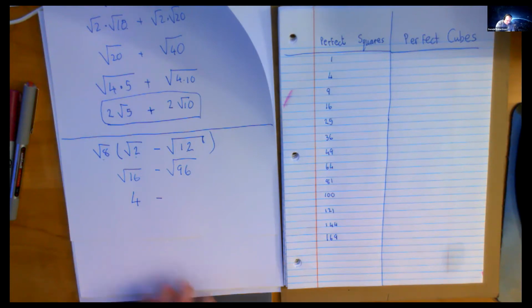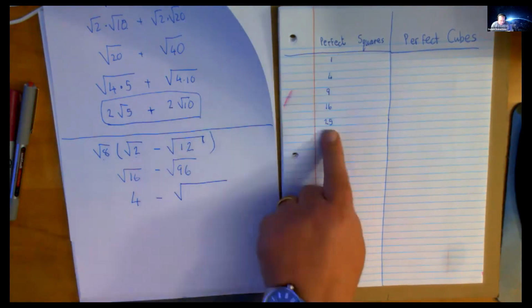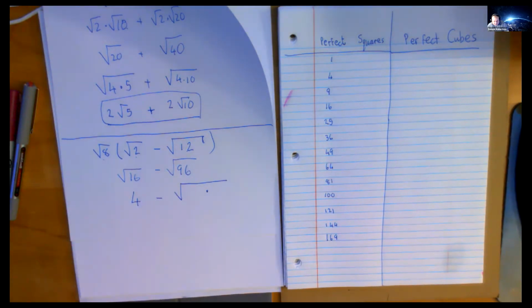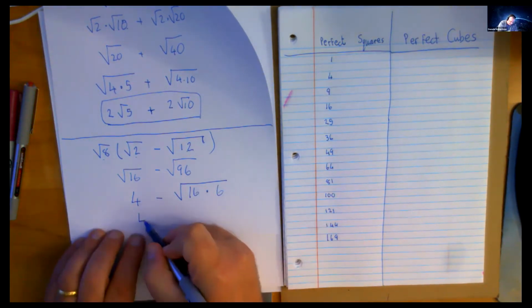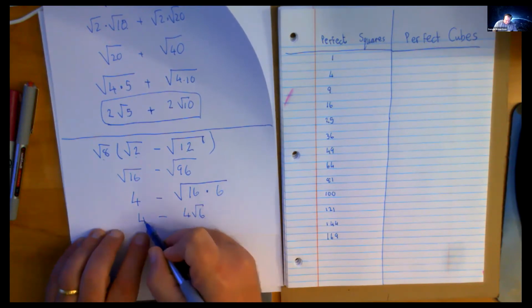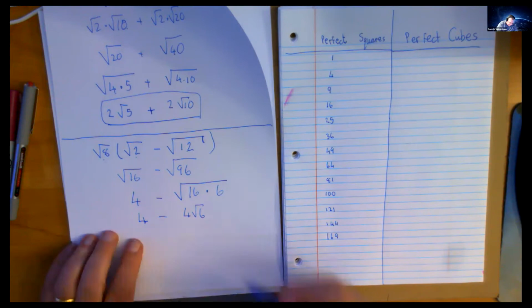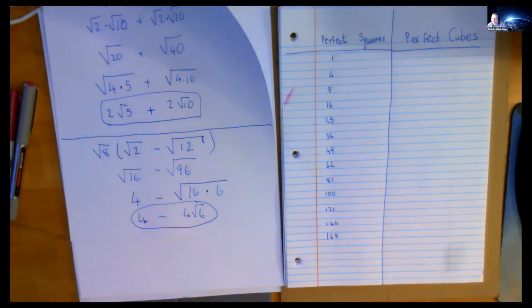Could anyone find a number from this list here times whatever's left and get 96? Because there is a number. 6 and 16. Okay. And what that's going to get me is 4 root 6. And I know this has got a 4 and I know this has got a 4, but because this has got a square root of 6 and this doesn't, again, that means we're finished.